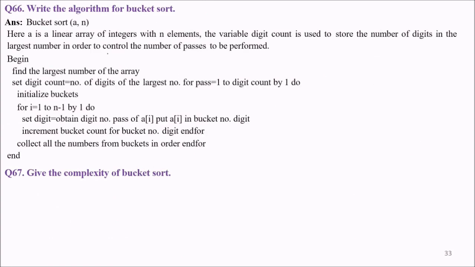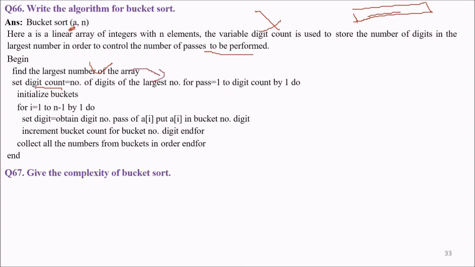Write the algorithm for bucket sort. Here A is the linear array of integers with n elements, and the variable digit count is there to store the number of digits in the largest number, in order to control the number of passes, because we need to know the maximum length of the string. We start with begin and end, find the largest number of the array first, and set the digit count to the number of digits of the largest number.